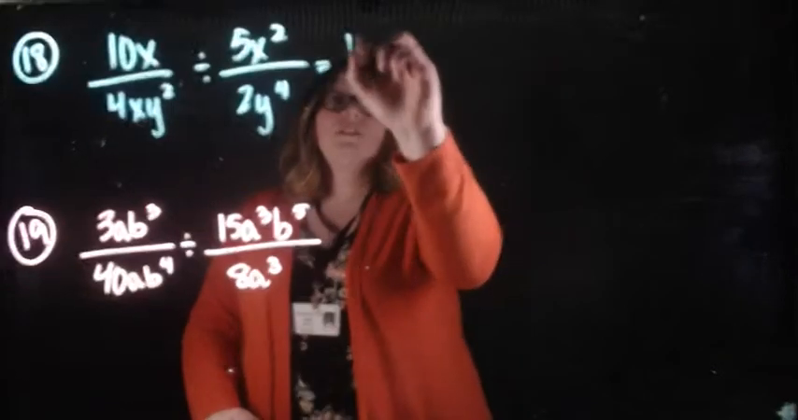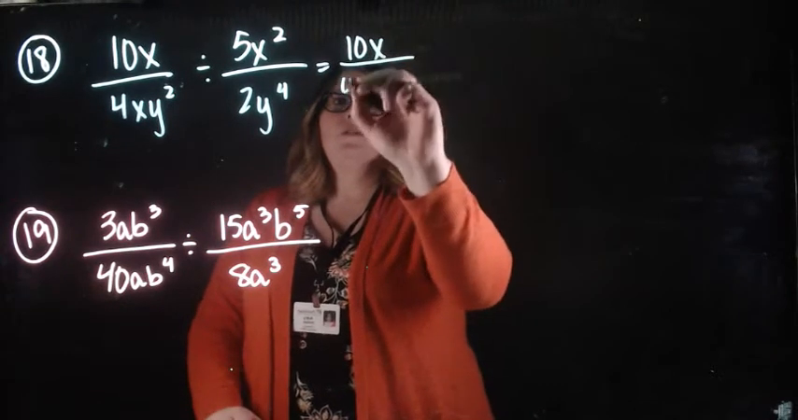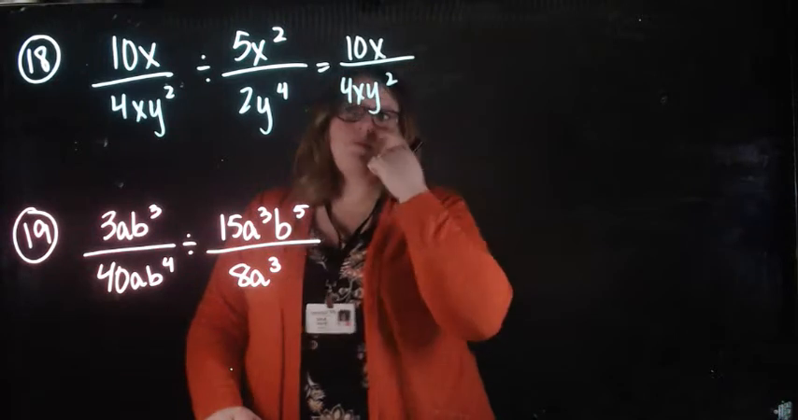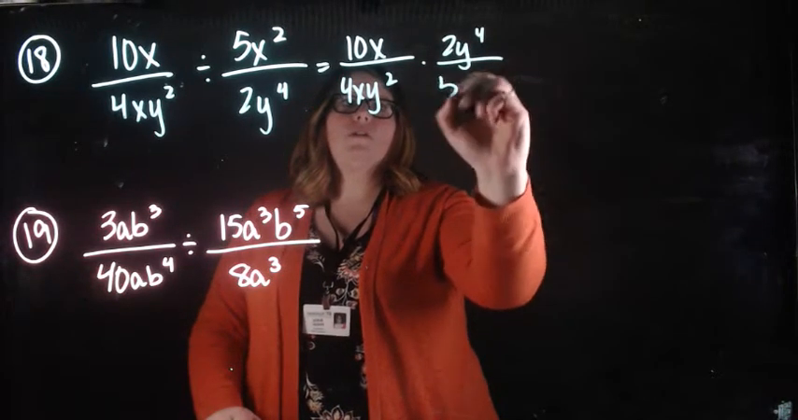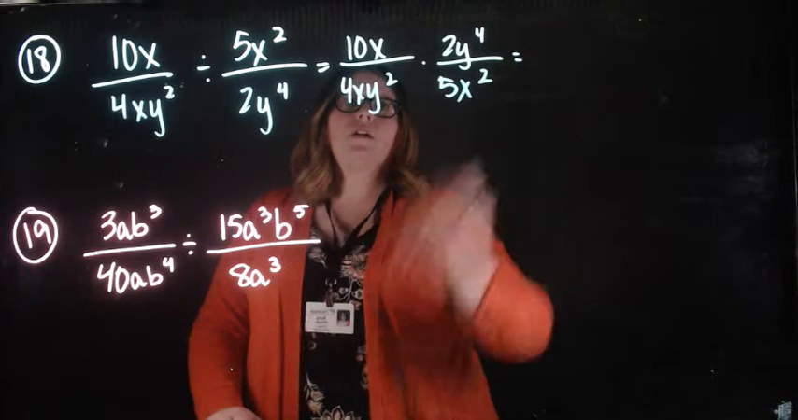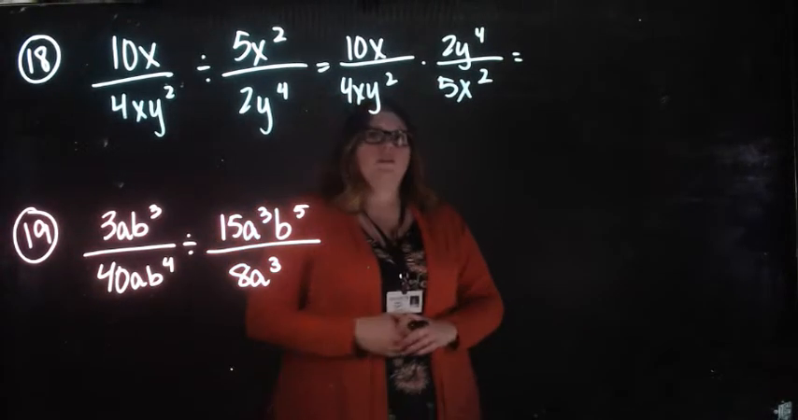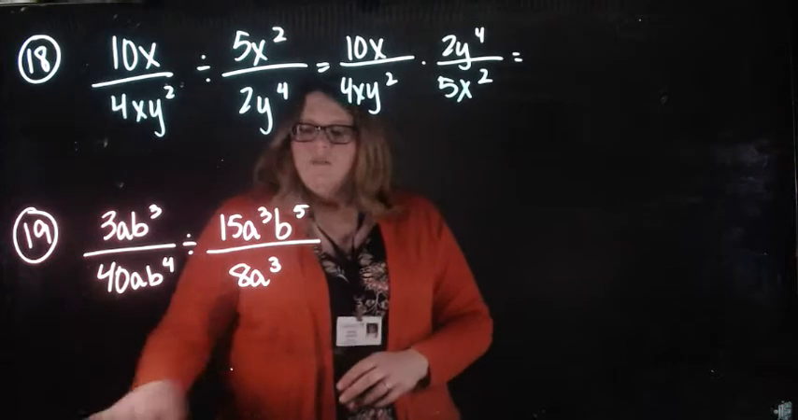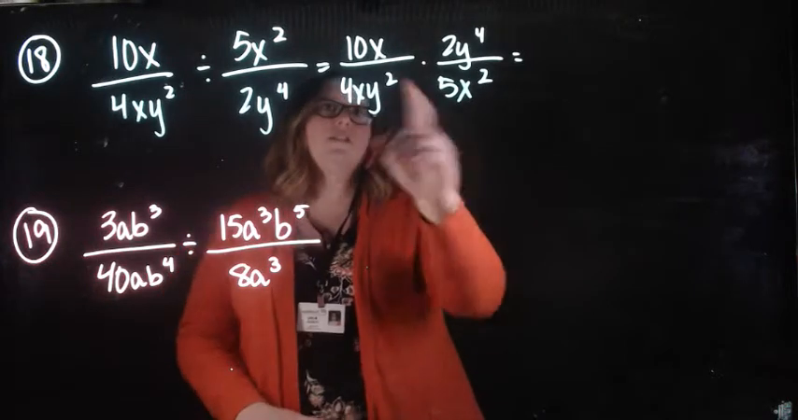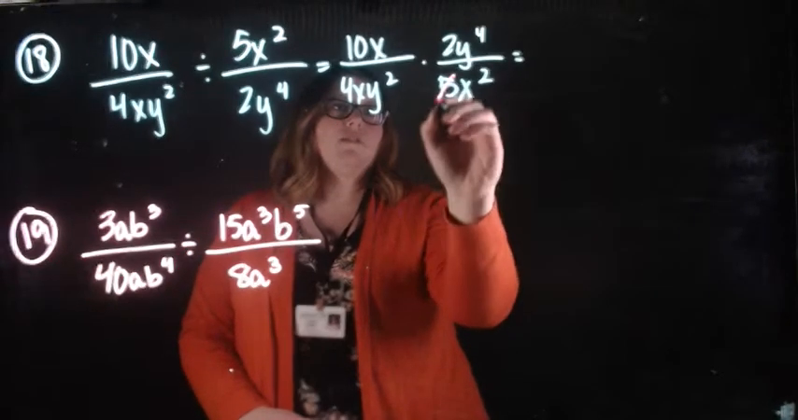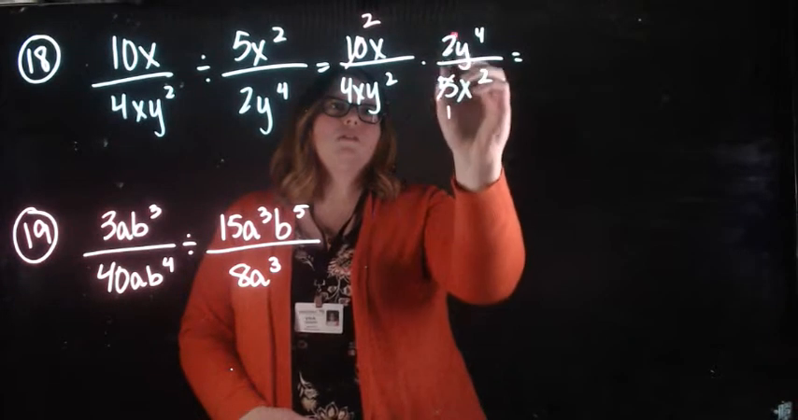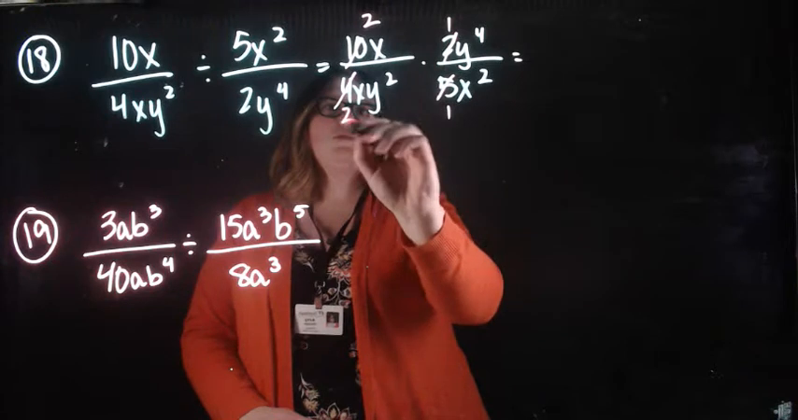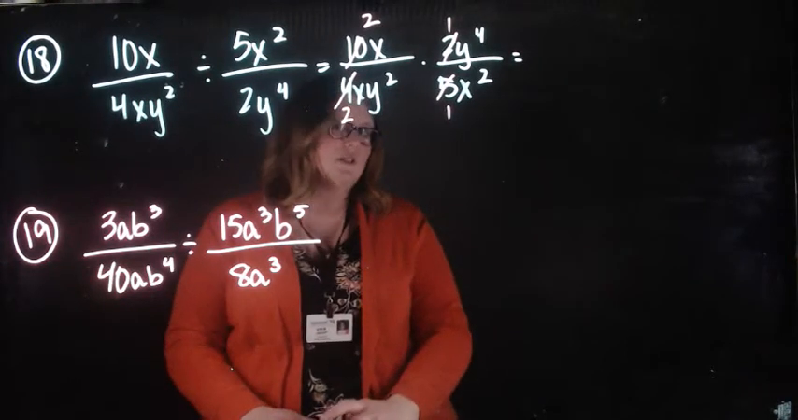So I can rewrite this as 10x over 4xy to the 2nd, times the reciprocal, 2y to the 4th over 5x squared. Now we can cross cancel our coefficients if we can. So 5 and 10 work nicely. 5 goes into 5 once, 5 goes into 10 twice, 2 goes into itself once, and 2 goes into 4 twice. So that's awesome to start.